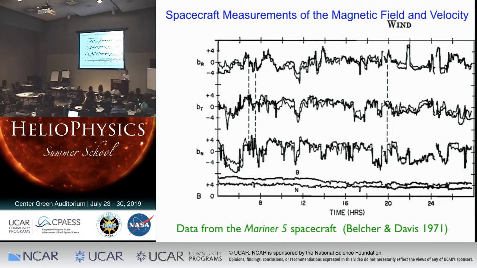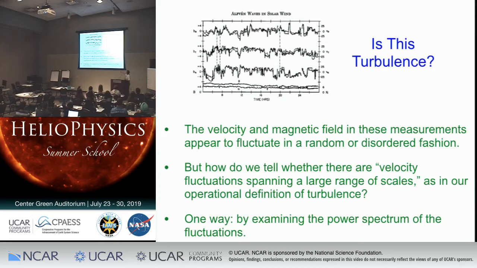All right, so here's just some data. Let's ask a first question about this data: is it turbulent? What's our operational definition of turbulence? It has to have fluctuations, say velocity fluctuations, spanning a large range of length scales and time scales. Well, I can see some fluctuations. Do they span a large range of length scales and time scales? It's not obvious that they do. How can we really tell? Well, there's a quantitative way we can tell, which is by examining the so-called power spectrum of these fluctuations.